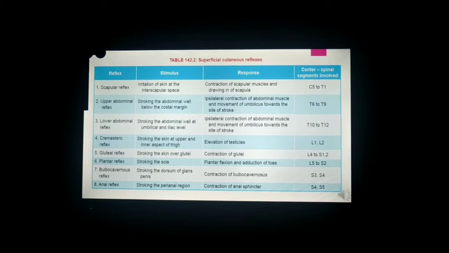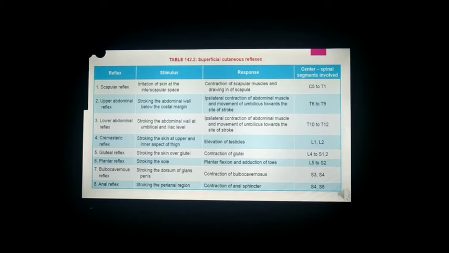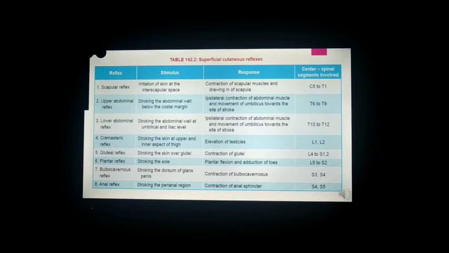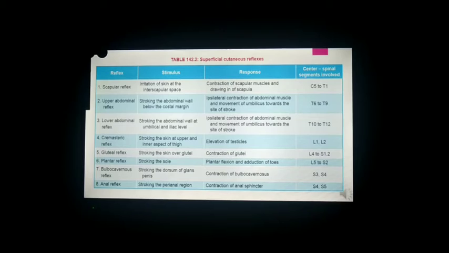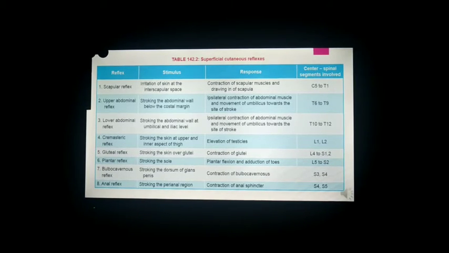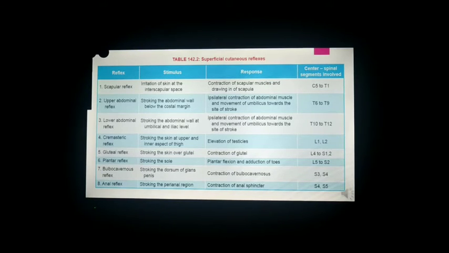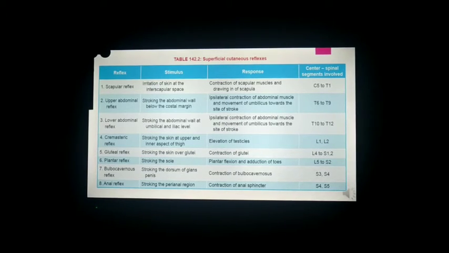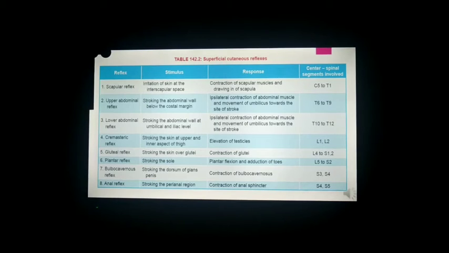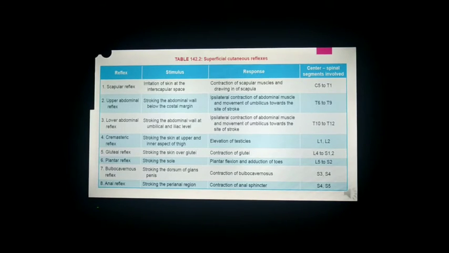Plantar reflex, the main and the most important reflex. Stimulus is stroking the sole, and response is the plantar flexion and adduction of toes. Seventh is bulbocavernosus reflex. The stimulus is stroking the dorsum of glans penis. Response is contraction of bulbocavernosus. Eighth, anal reflex. Stroking the perianal region is the stimulus, and the response is contraction of anal sphincter.